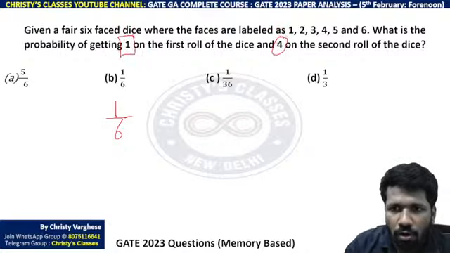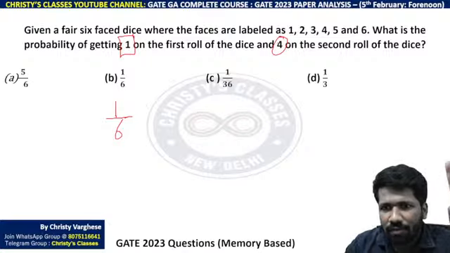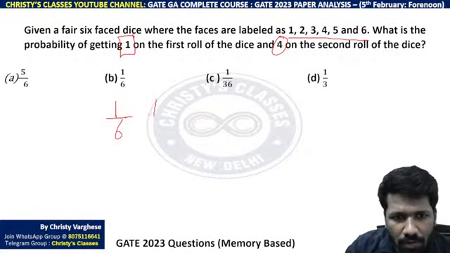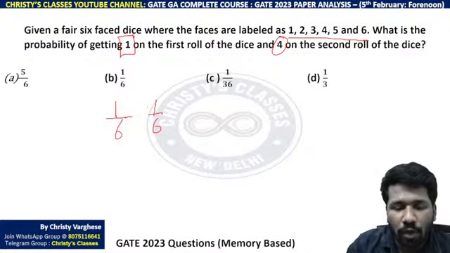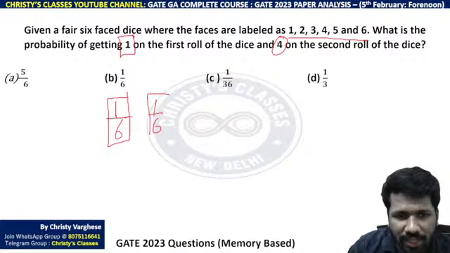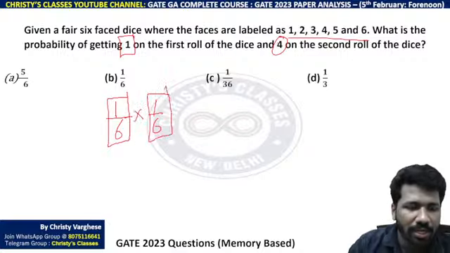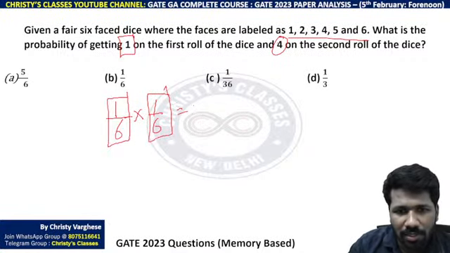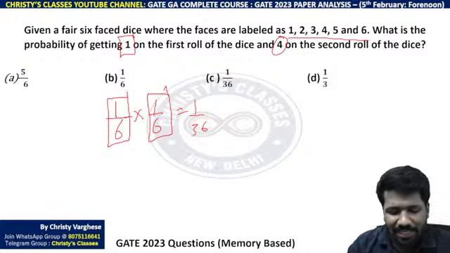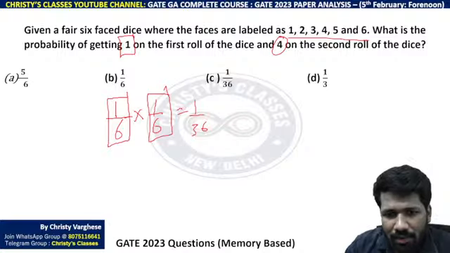Getting a 4 on the second roll. 4 is again 1 out of 6 numbers. So 1 out of 6 is the chance for that also. Now fundamental principle of counting you have to use. If one thing can be done in m ways, another thing in n ways, both the things together can be done in m into n ways. So 1 by 6 into 1 by 6, 1 by 36. This is the easiest way using the fundamental principle of counting. But if you want to do it with other methods, you can.